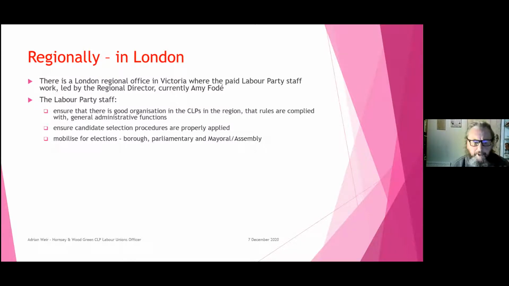I've listed 3 of them there: to ensure that there's good organisation in the CLPs, that rules are complied with, and generally they're responsible for ensuring that there's good administration of the party across the region. And of course, in London, there are 72 constituency Labour parties that the regional office is responsible for. The region also has to ensure that candidate selection procedures are properly applied, and they have to mobilise our members across whichever constituency it is, be it the borough level, parliamentary level, or right across the region in terms of the mayoral election. The paid staff are responsible for organising that particular mobilisation.